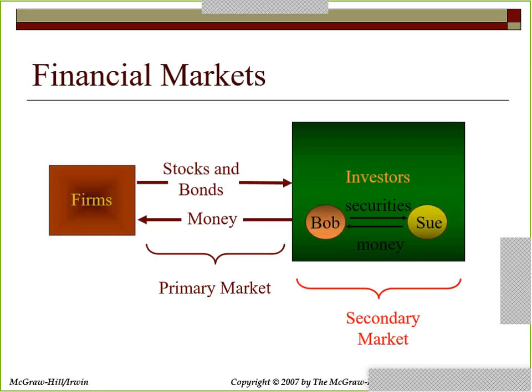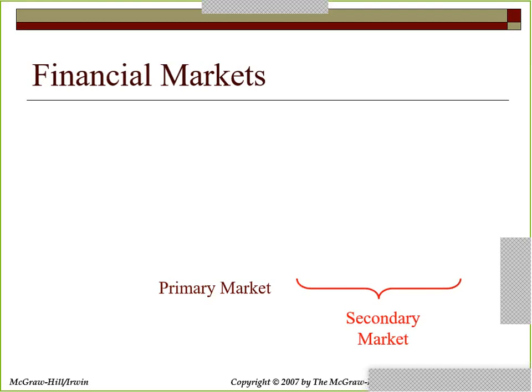So, the firm issues stocks and bonds to investors, money changes hands, comes back to the firm. As the stock continues to get sold among other people, you basically have the creation of a secondary market.